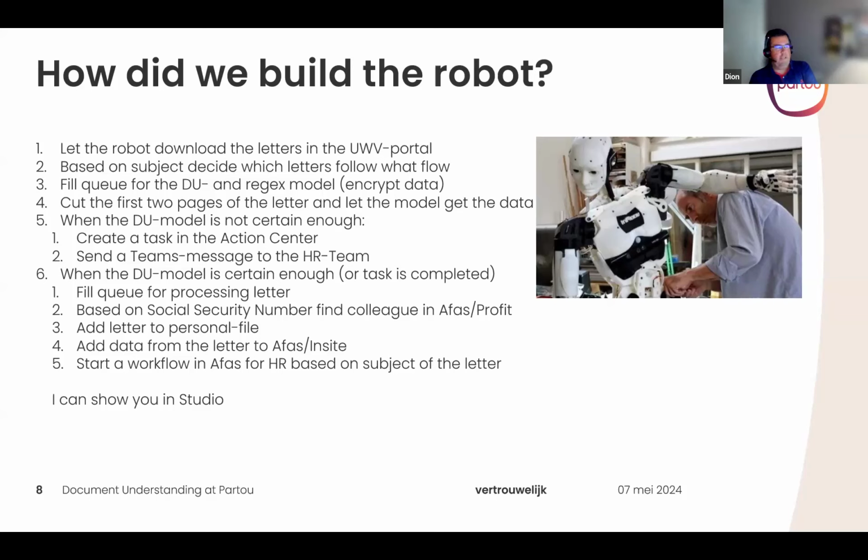They can validate the message or validate the task and put in the right information or confirm that the robot did it correctly. So when the document understanding model is certain enough, or the task in the Action Center is completed, the robot processes the letter in the document understanding model and fills in another robot queue for processing the letter.